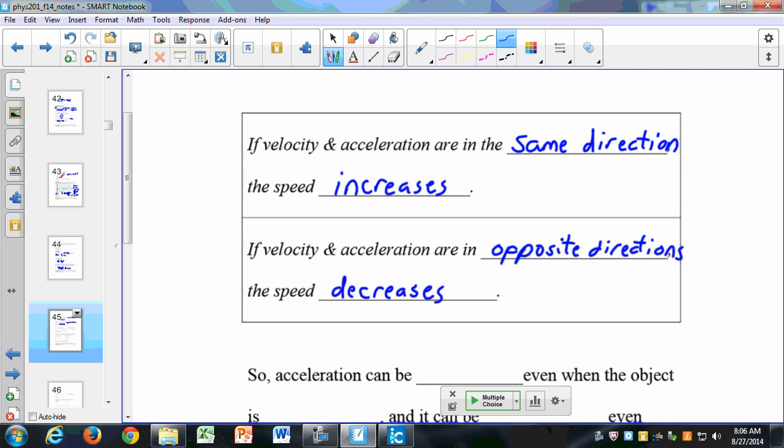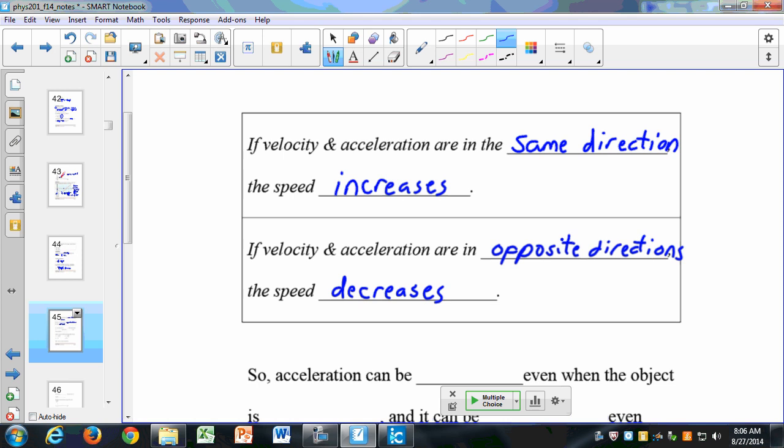So a good example is free fall. So if I drop this, it's going to accelerate in the negative direction, right? It's also traveling in the negative direction, so it speeds up as it falls. Now on the other hand, if I throw it up in the air, the acceleration is negative, but the velocity is what? It's positive. So if I throw it up, it's going to slow down. So as it goes up, it slows down, and then as it comes down, it speeds up. But in all cases, the acceleration is negative.